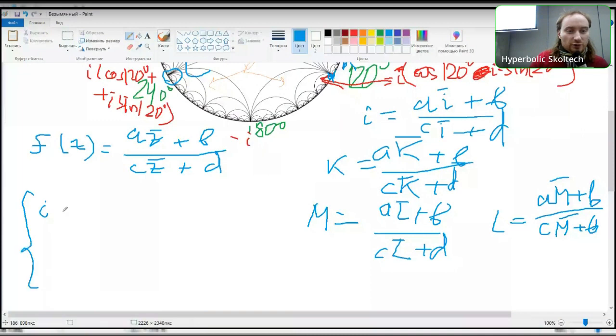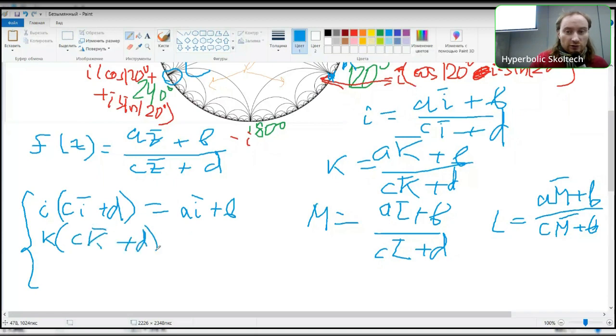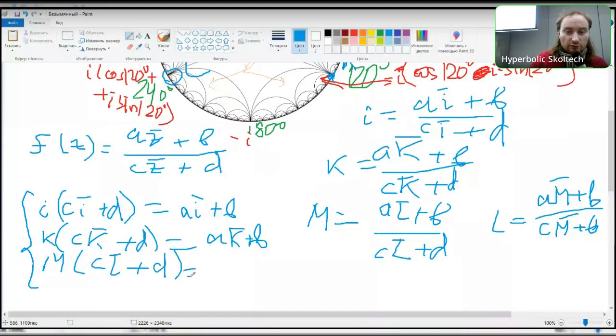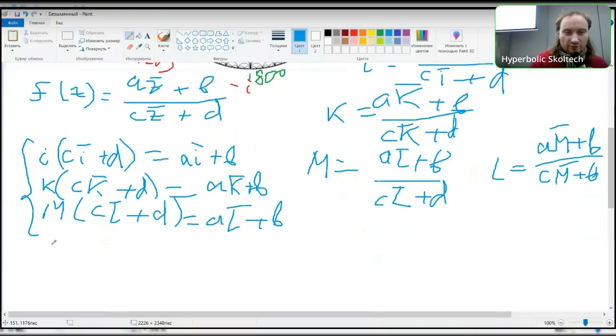So we have I multiplied by (C I bar plus D) equals, oh sorry, I multiplied by this equals A I bar plus B, then K multiplied by (C K plus D) equals A K bar plus B, M multiplied by (C L bar plus D) equals A L bar plus B. And well, we may write it, but this will just be equivalent.